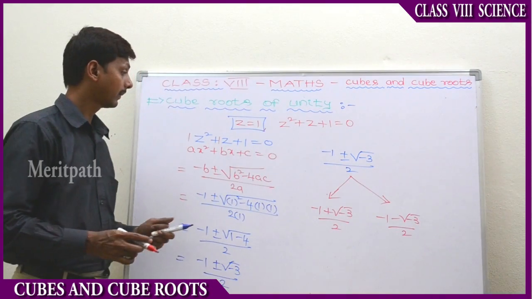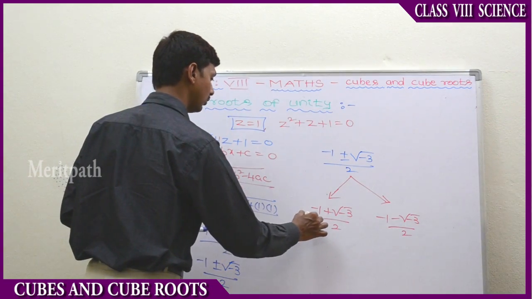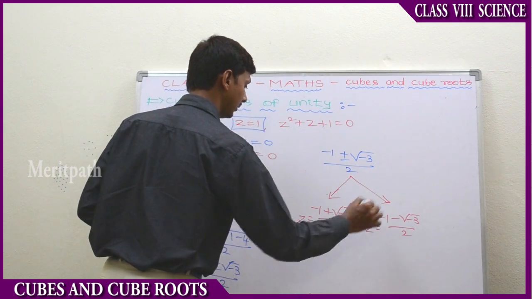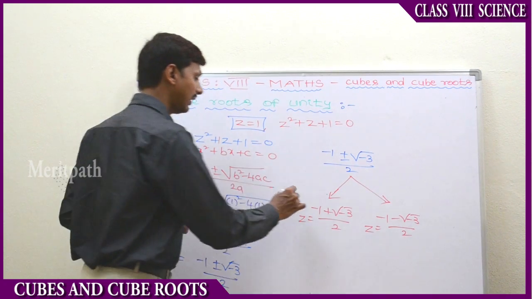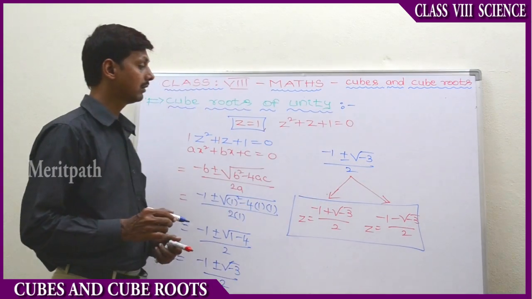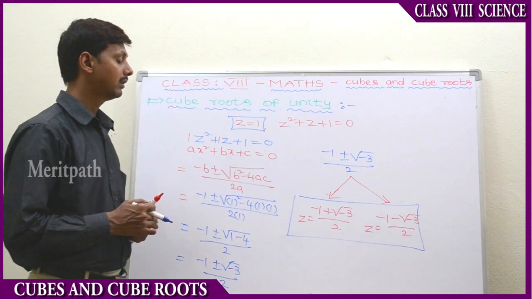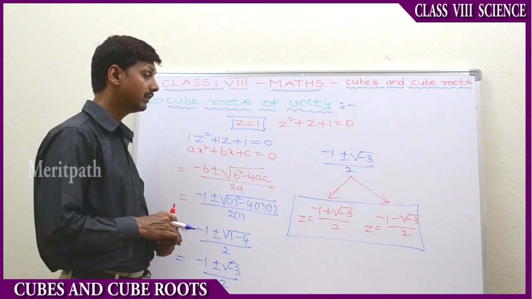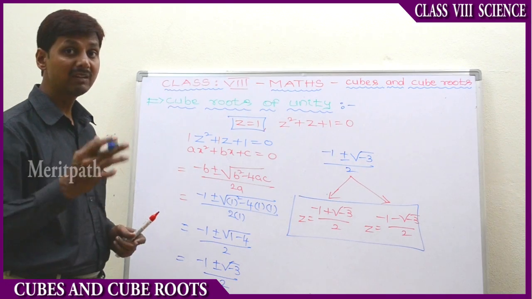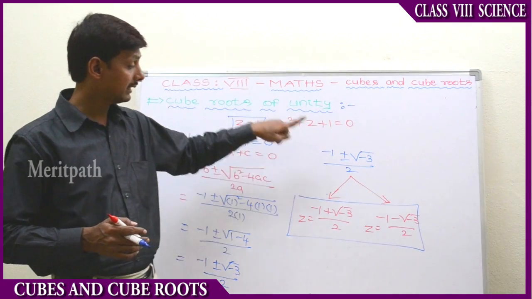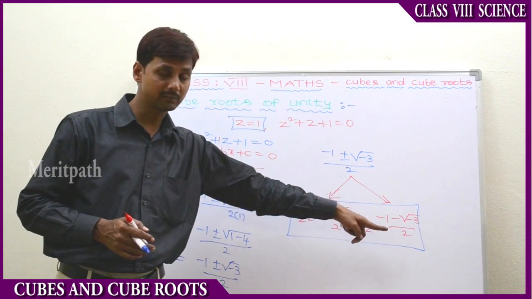So we got two values along with the 1. This is one value of z, another value of z, and another z is here. Z is 1, and the values of z are minus 1 plus square root of minus 3 by 2, and z is equal to minus 1 minus square root of minus 3 by 2. So in these cube roots of unity, finally we got the three values: 1, minus 1 plus square root of minus 3 by 2, and the minus value.